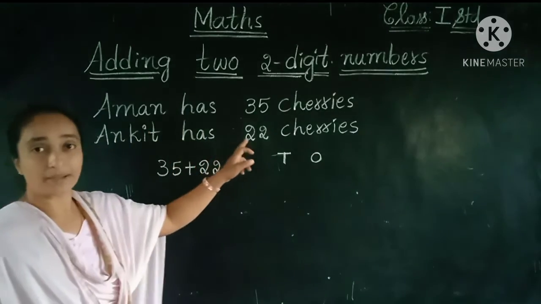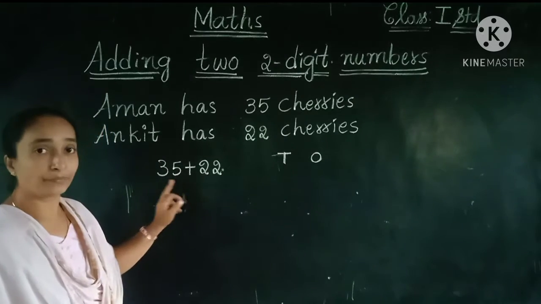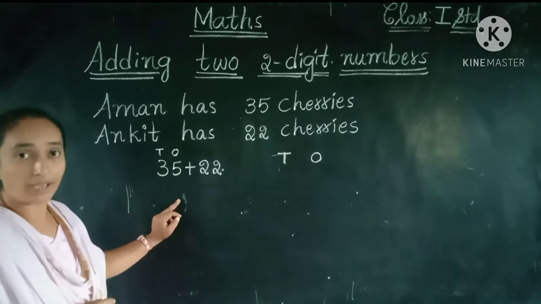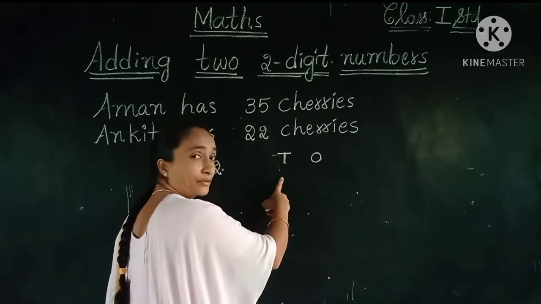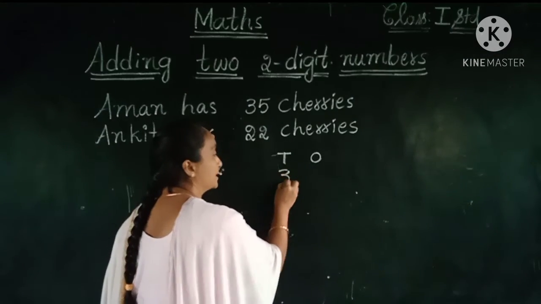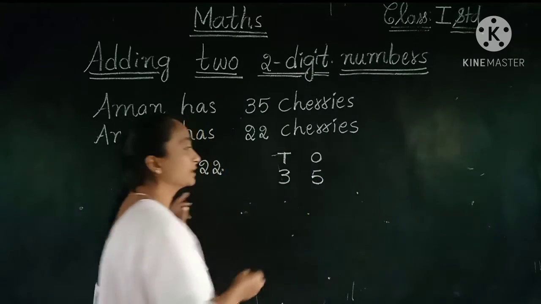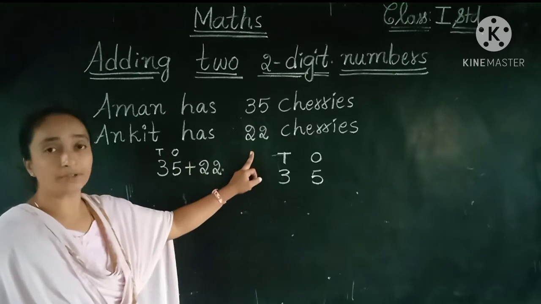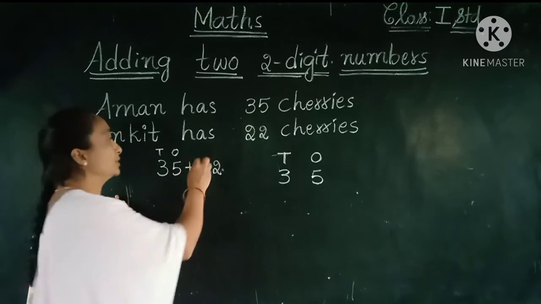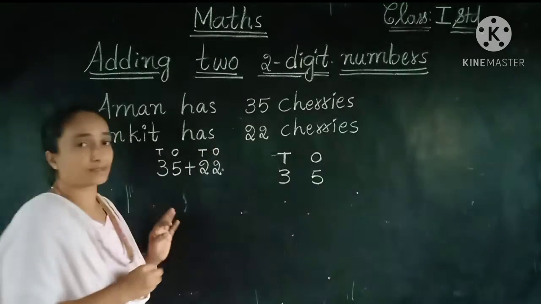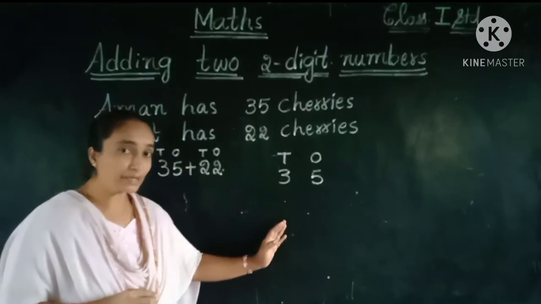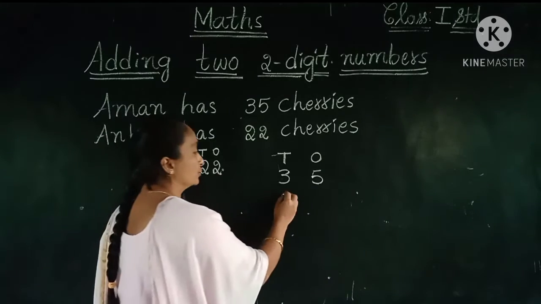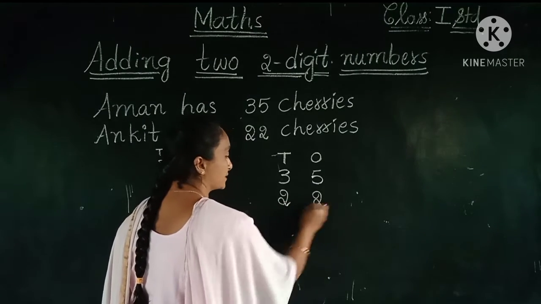So Aman has 35 cherries. 35 means 3 tens and 5 ones. The first number will begin from the tens place. These are Aman's cherries. Now Ankit has 22 cherries. This is also tens and ones. Tens go to the tens place and ones go to the ones place. Okay children? 22 is 2 tens and 2 ones.